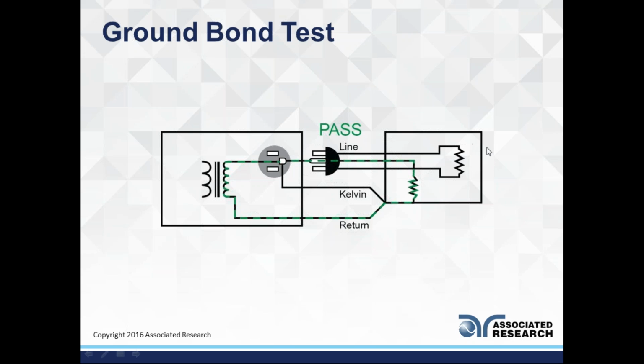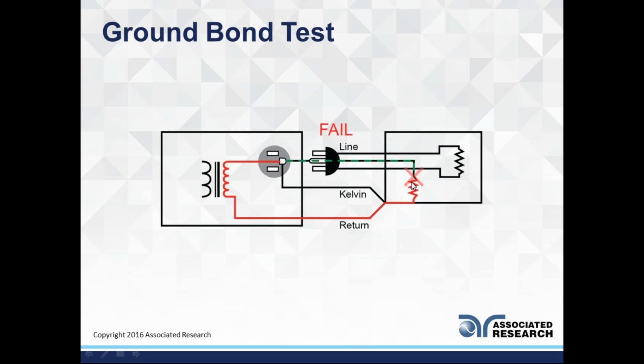So again, this left side is your tester, this right side is your DUT. Here I have my line neutral, which in this ground bond test isn't being touched. It isn't being used. Only the ground circuit is being tested.